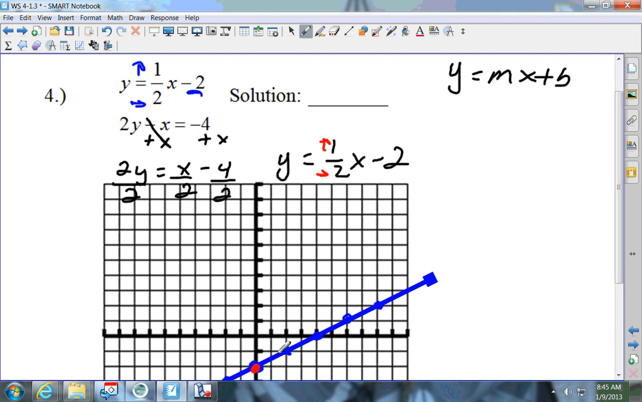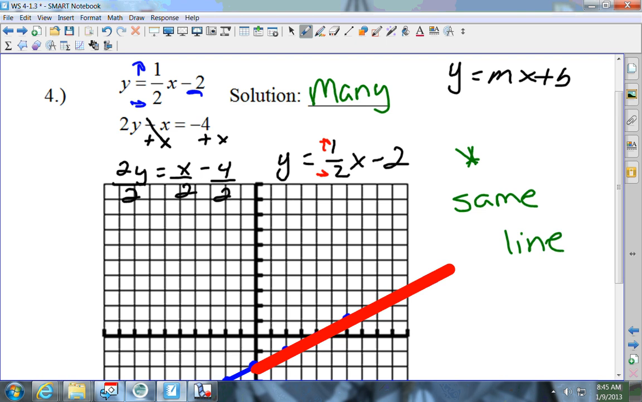Yeah, because if I go up 1 to the right 2, up 1 to the right 2, this is all on the same line. Because when I draw my line, it's going to be right on top of it. These are the same lines. When they're the same lines, there are many solutions. This is only true when they are the same line. Because every point on this line is the same, and we'll work to plug into the equation and make it true because these are the same equations.